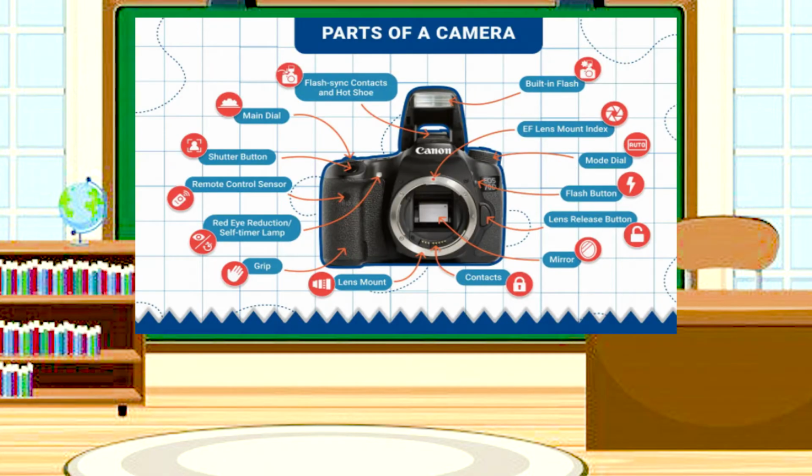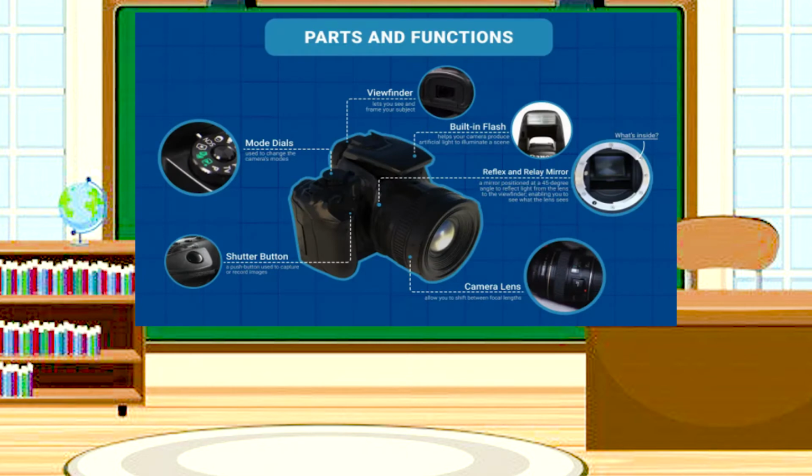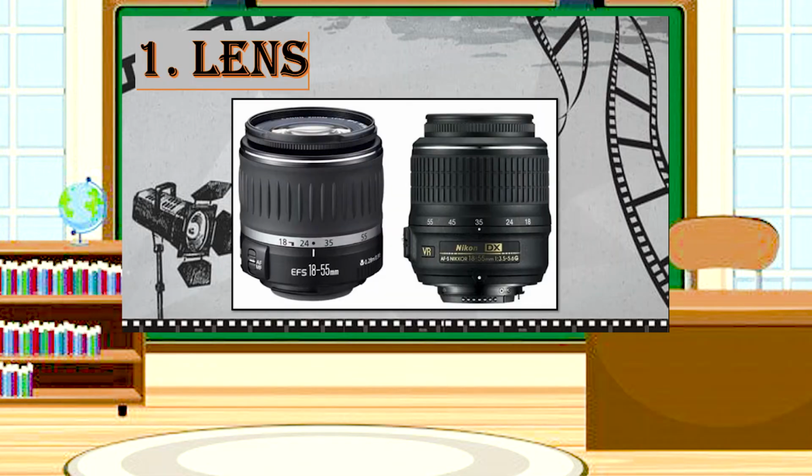Now, let's move on to our main topic, titled The Parts of a Camera and Functions of a Camera. Number 1 is the lens. The lens is one of the most vital parts of a camera. This is where the photo process begins. Lenses can be either fixed permanently to the body or interchangeable.